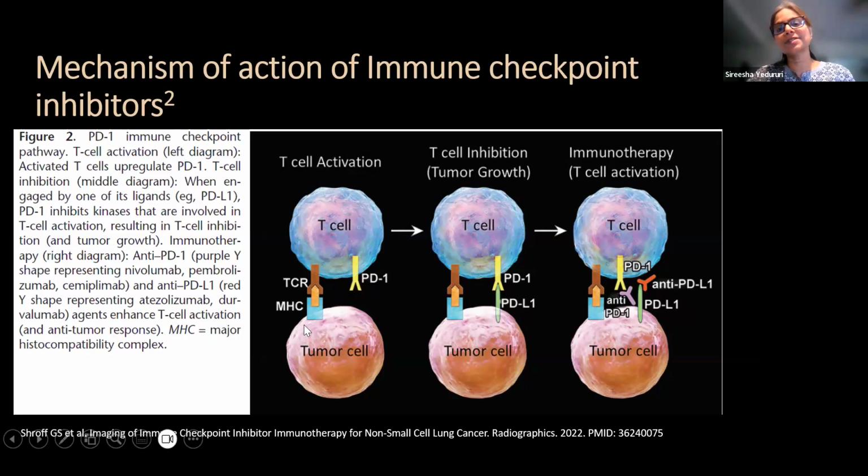So activated T cells produce something called PD-1. And once these T cells are activated, the natural feedback mechanisms start in and they activate this PD-1. It binds to a receptor on the surface of the cells.